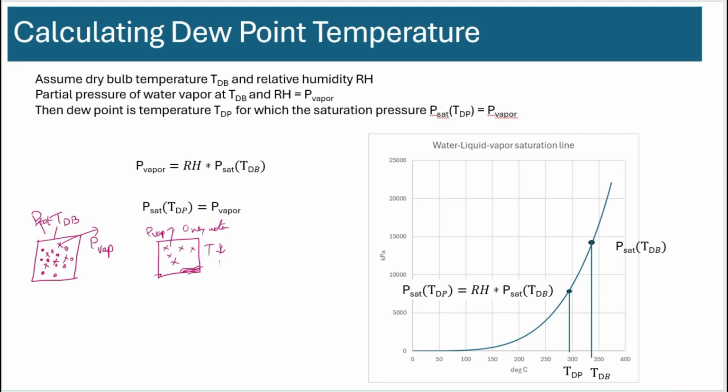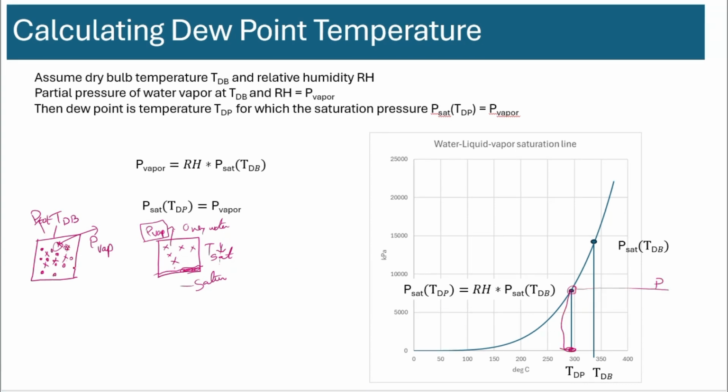And when you have liquid and vapor in equilibrium, that condition is the saturation condition. So at that point, this temperature is T saturation. So we have to find a pressure based on the partial pressure here on the saturation curve.